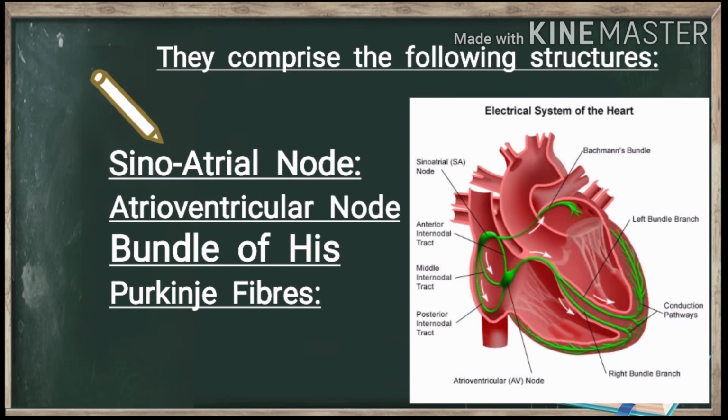The junctional tissue of the heart is made up of the following structures. First, sinoatrial node. Second, atrioventricular node. Third, bundle of His. And fourth, Purkinje fibers.